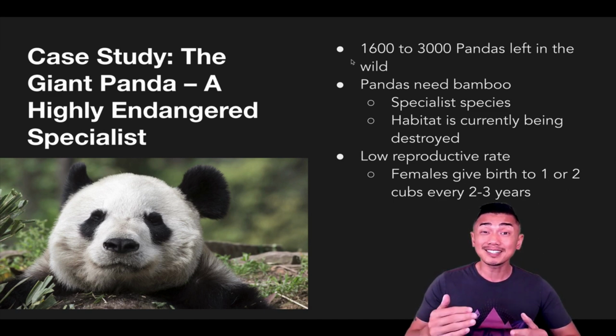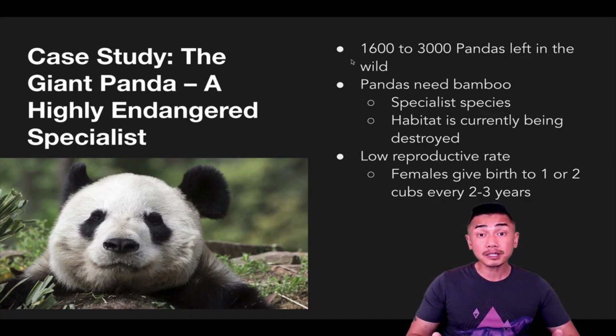The giant panda is an endangered species with an estimated 1,600 to 3,000 individuals left in the wild. There are multiple reasons why we think this animal has become endangered. First, it is a specialist species. Giant pandas can only live in bamboo forest where it feeds on the bamboo there. Secondly, human development has caused more and more destruction of this animal's natural habitat. And finally, giant pandas have a low reproductive rate. Giant pandas can only give birth to 1 to 2 cubs every 2 to 3 years.